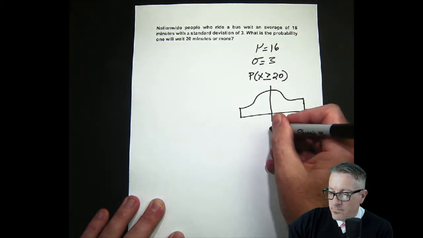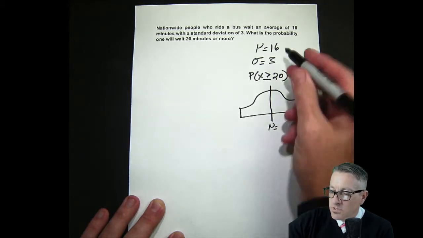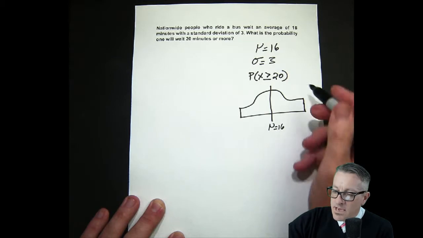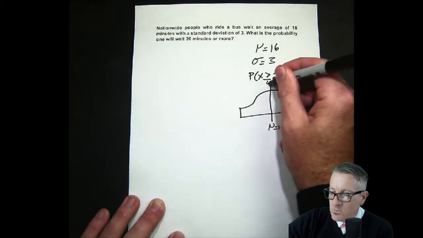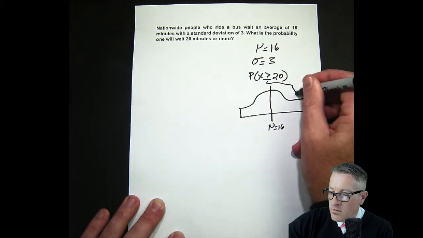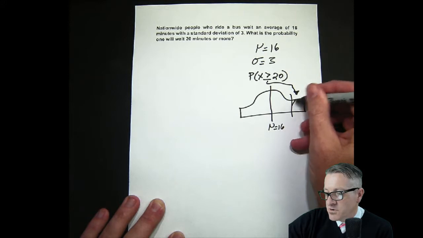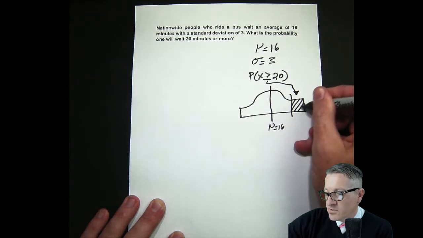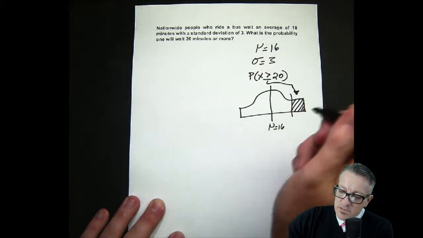So we draw the middle. We do mu equals 16. Now, our inequality is pointing to the right. So it's pointing right here to that tail. So this is what we're solving for. We have to calculate the probability of this area. Okay, now let's get started.